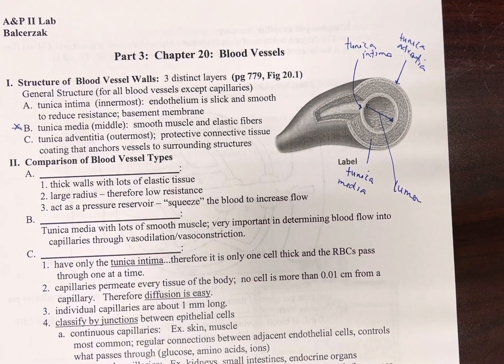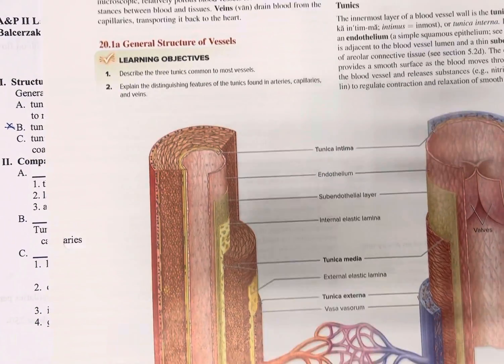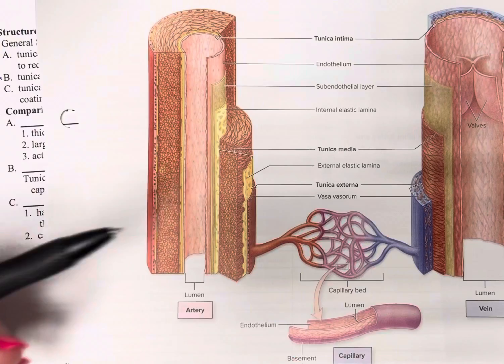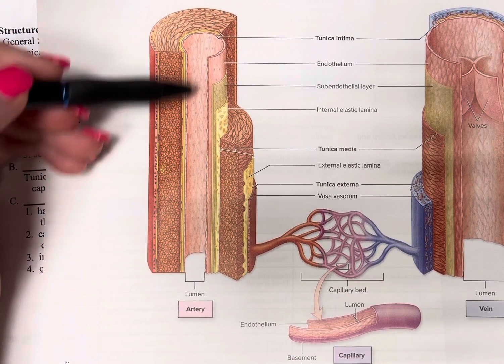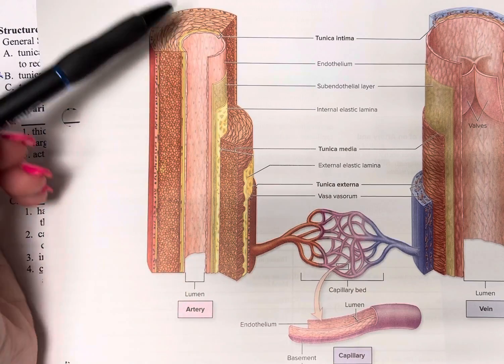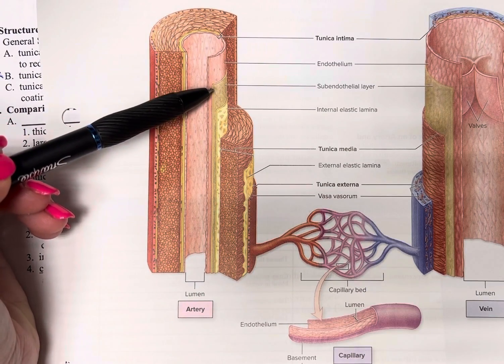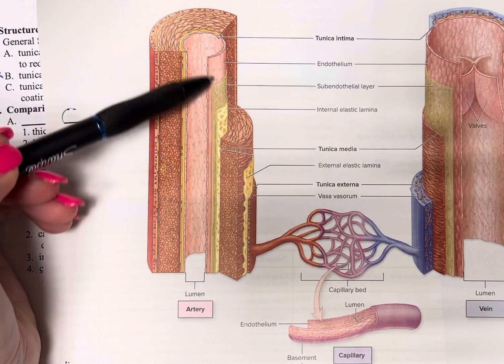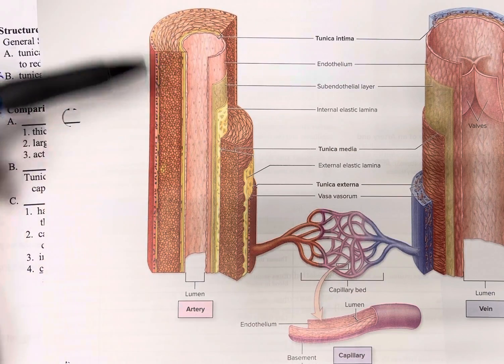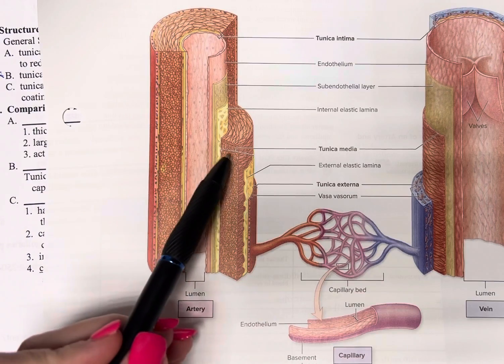Okay, so here's kind of what they look like again. So you have this inside, here's the lumen, the tunica intima, which is going to be the endothelium, and then some of these other little layers that you do not need to know. So this innermost portion. Then you have the tunica media.